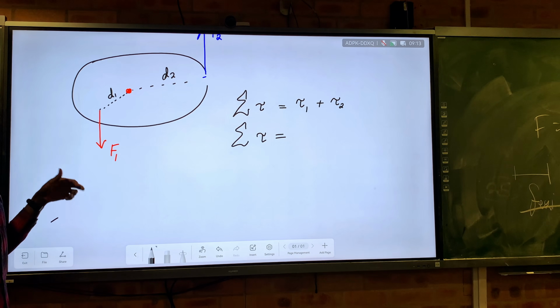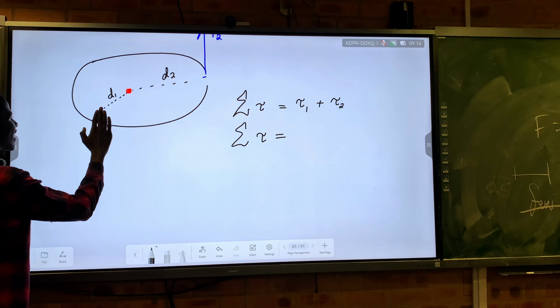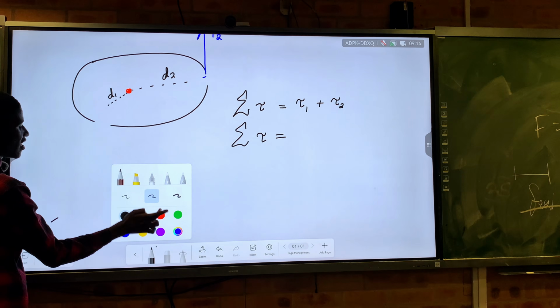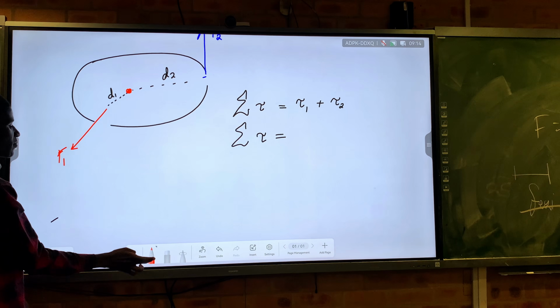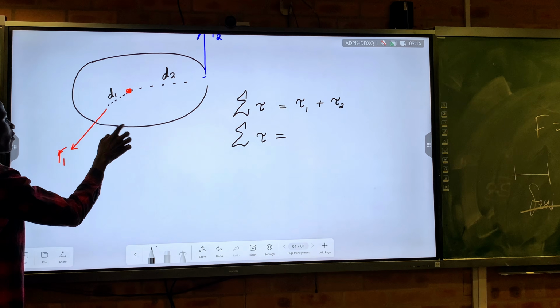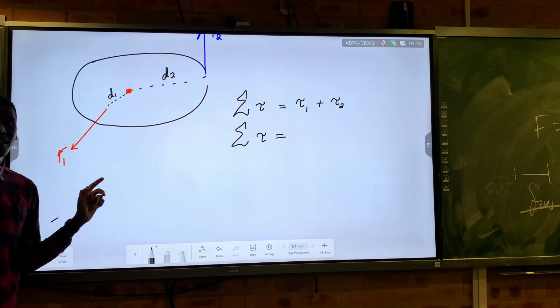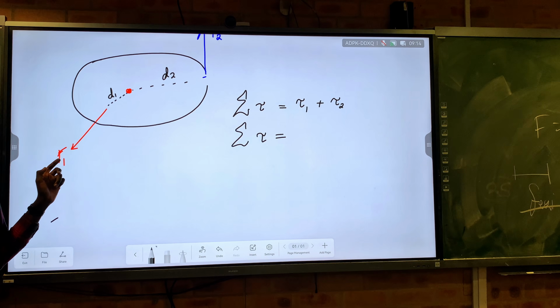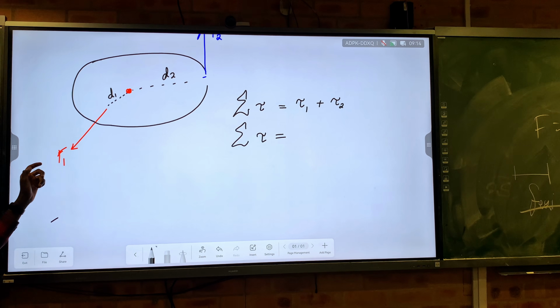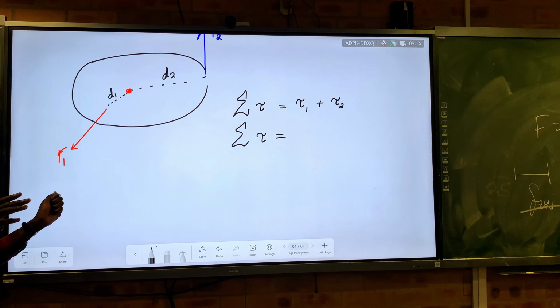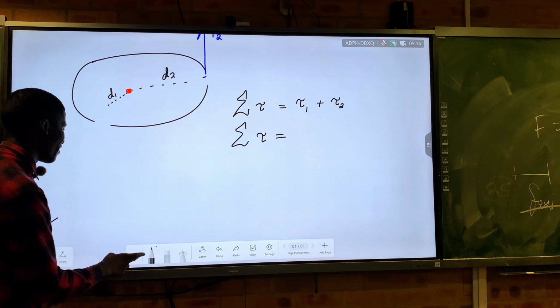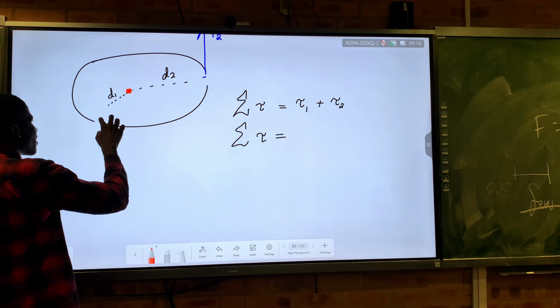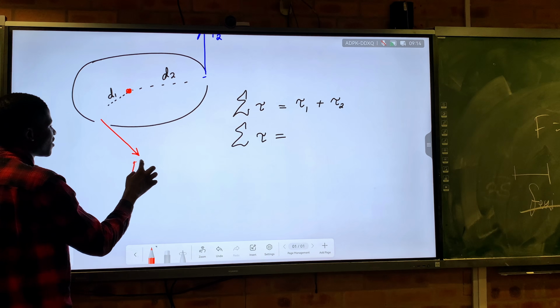Negative. Okay, let me just adjust the angle of the force. This is force 1. So the torque that's going to be caused by force 1, torque 1, negative or positive? Negative, right? It's kind of like I'm pulling this to be anti-clockwise. I want it to be like that actually. Let me just adjust the force. I'm pulling this to be anti-clockwise.